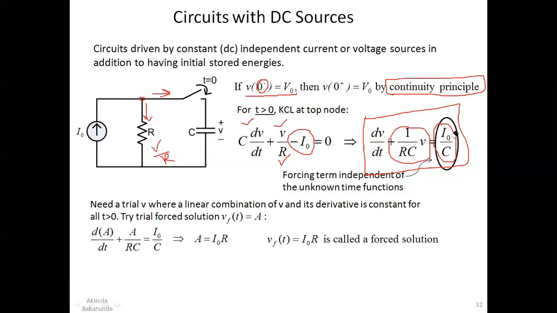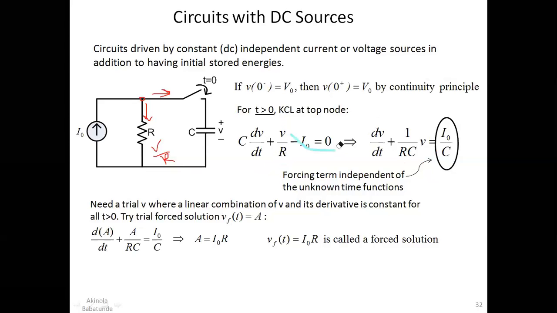So we need a trivial V where a linear combination of V and its derivative is constant for all t greater than 0. So we can find a first solution V of t, and then we can make an assumption and say, okay, let that first solution be equal to A. Let it be equal to A because it's going to be a constant. So we say, let the first solution be equal to A. The full solution is supposed to be V of t, by the way.